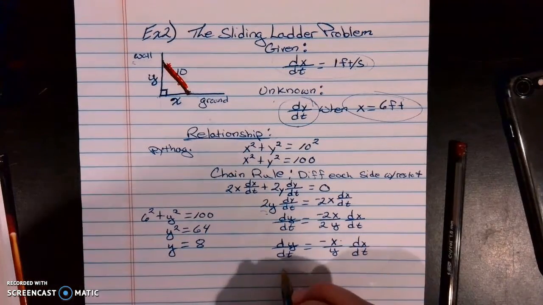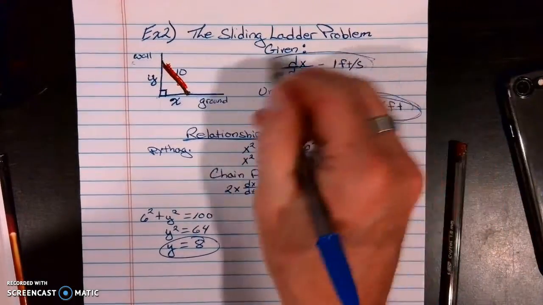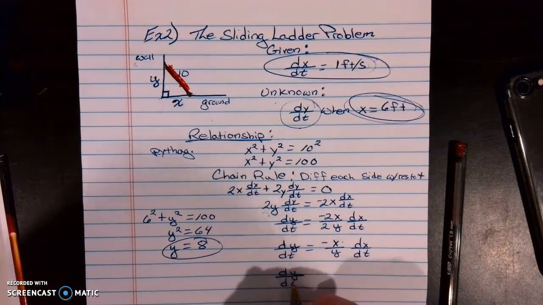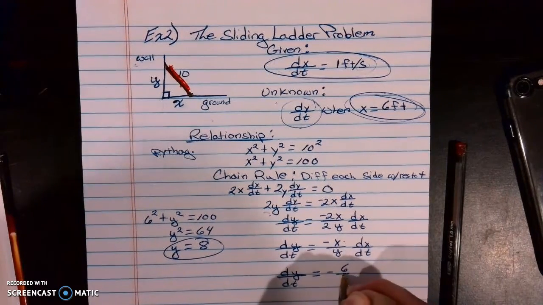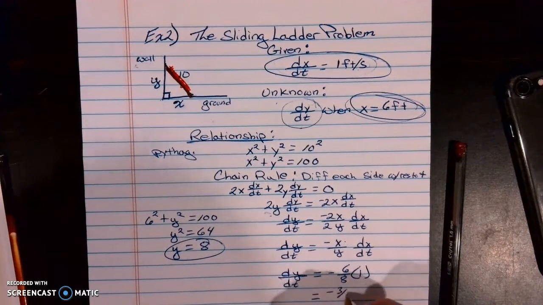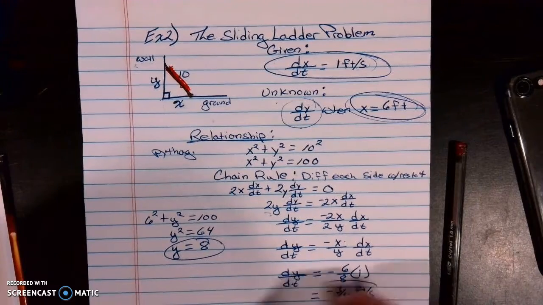So now I'm going to plug in what I know. I'm going to plug in this, this, and this into my equation. So I get dy/dt equals negative 6 over 8 times 1. And when we simplify it, I get negative 3/4 feet per second.